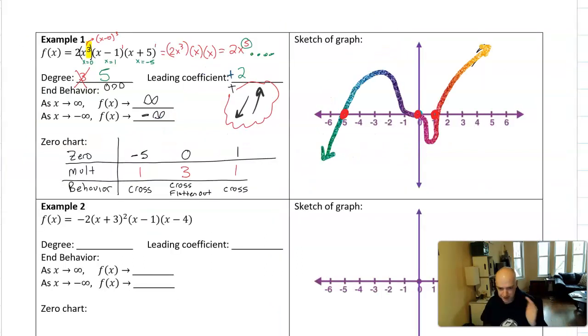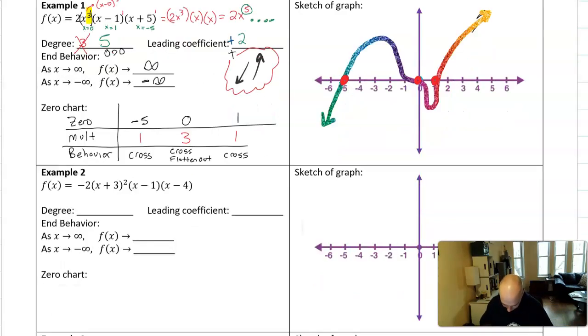So that's the procedure for graphing a polynomial. Decide your degree and end behavior, decide your zeros, make a zero chart, and then connect the dots and sketch the graph. If you feel really confident right now, I would encourage you to pause this video, try the remaining examples, and then check through the video and see if you got them right. If you're feeling a little less confident, then just stay watching here and we'll do them together. Okay, so let's go on and do example 2.